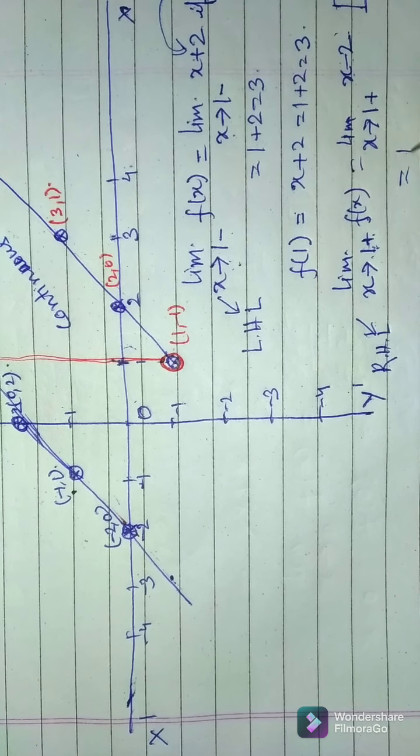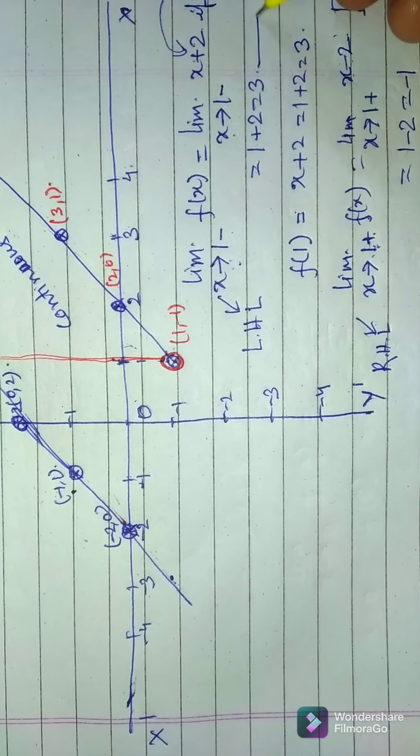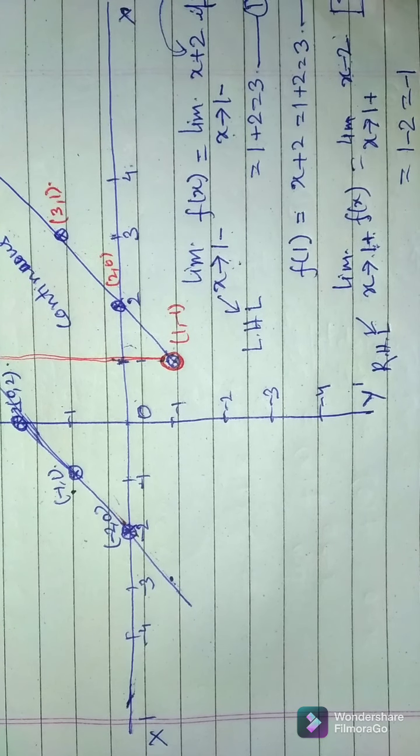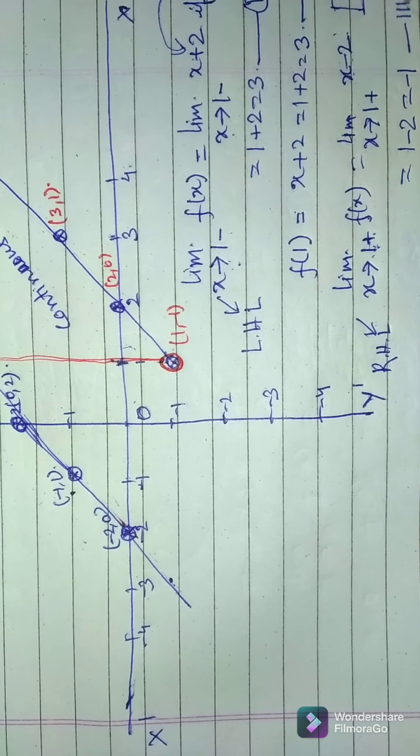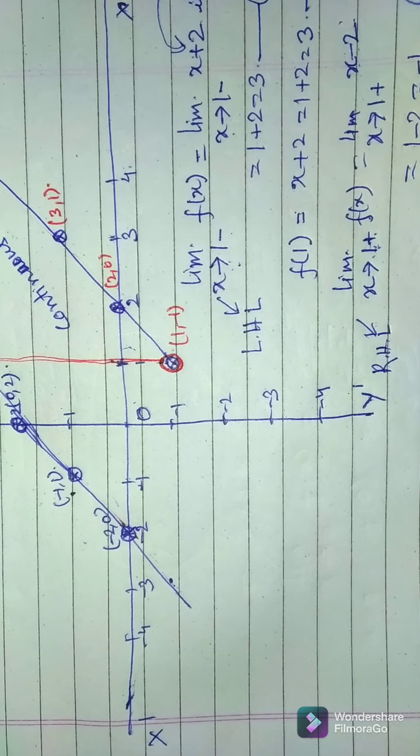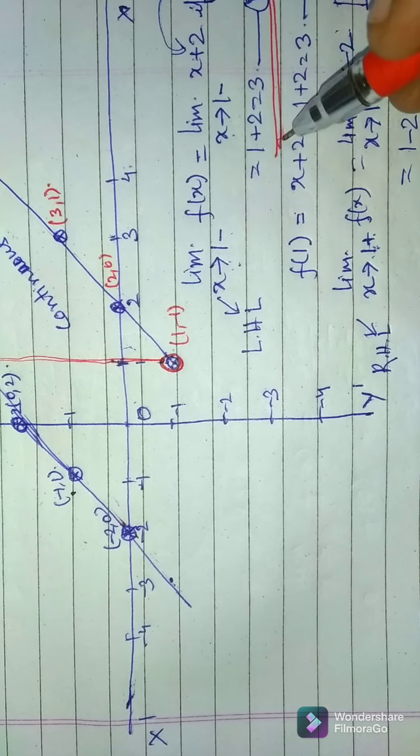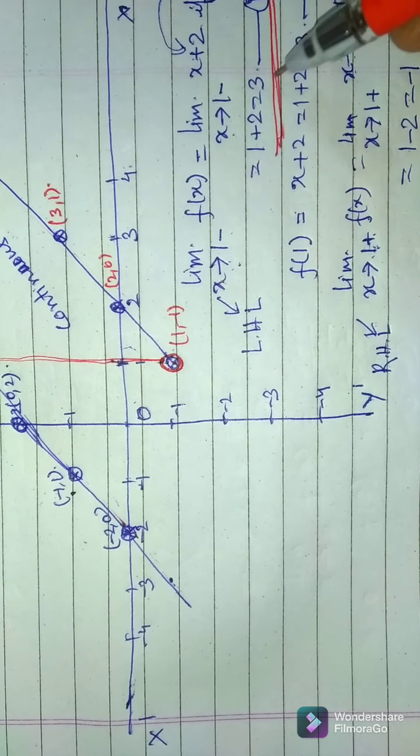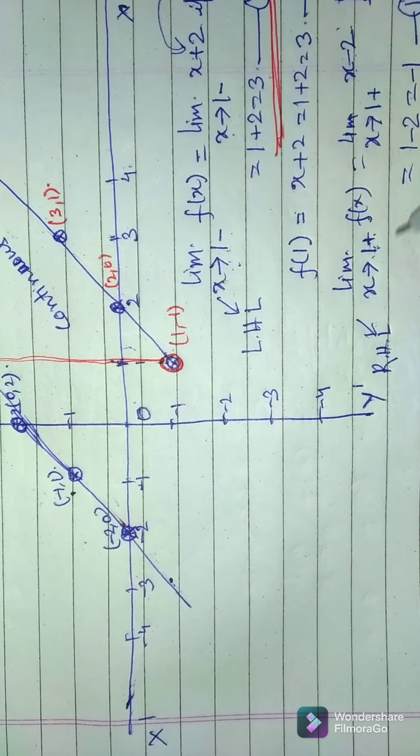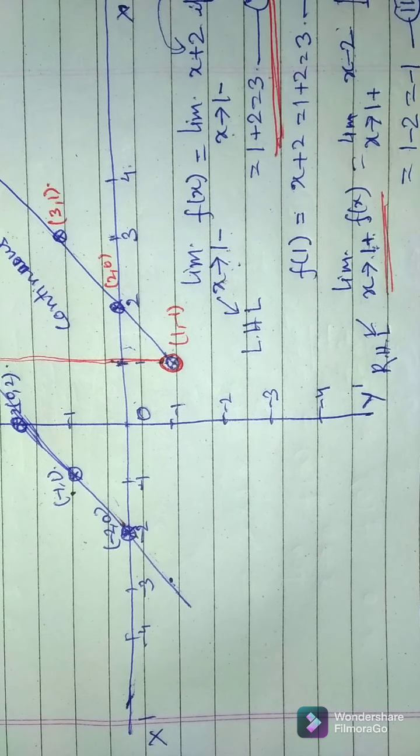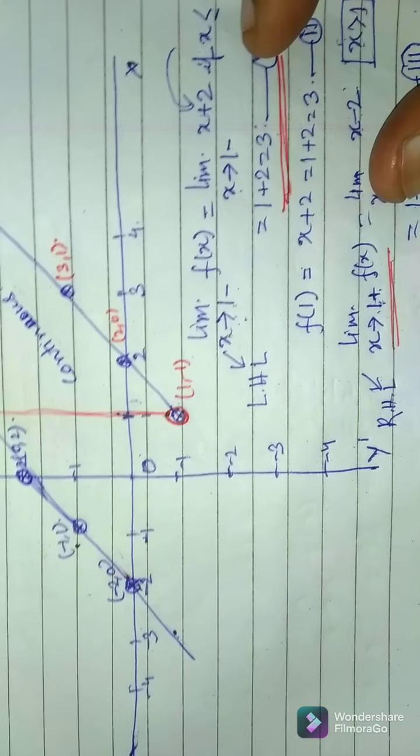So if you substitute, 1 minus 2 is equal to minus 1. See, here this is taken as 1, this is taken as 2, and this is taken as 3. So from the first, the left hand limit of the function at the point x tends to 1 is 3, and the right hand limit of the function is equal to minus 1. So the limit of the function at this point does not exist.